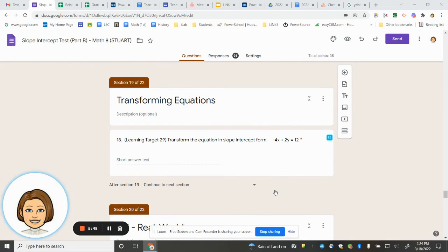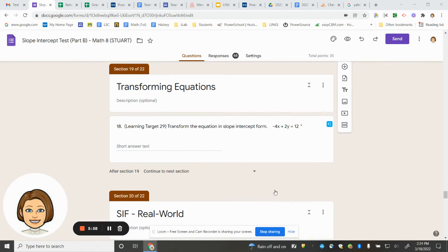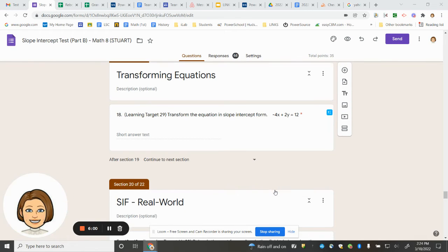This next section is transforming equations. Transform this equation into slope-intercept form. Negative 4x plus 2y equals 12. It needs to look something like y equals mx plus b.